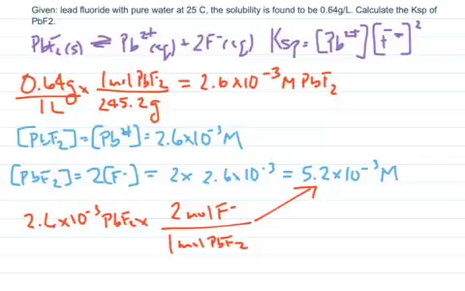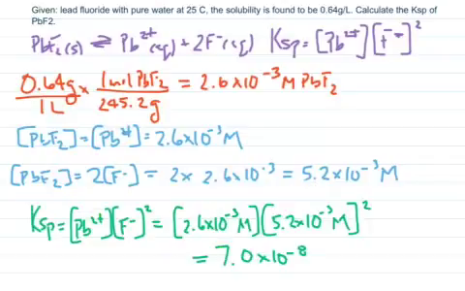Now we can find our Ksp now that we have the molarities. Alright, so I plugged it in to my Ksp. So lead ion was 2.6 times 10 to the minus 3. The fluoride ion was 5.2 times 10 to the minus 3. Again, do not forget you need to square this to get me my Ksp of 7.0 times 10 to the minus 8. Now that we know how to solve for Ksp, how do we determine the solubility?